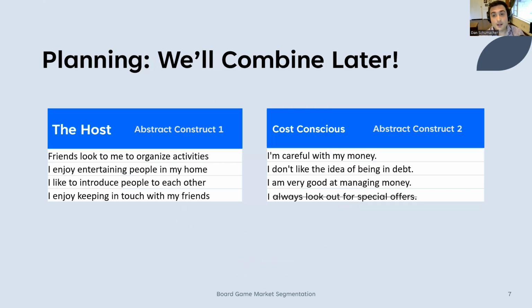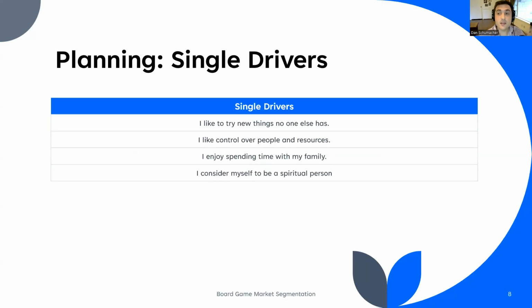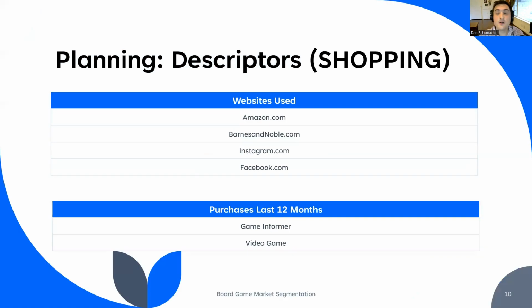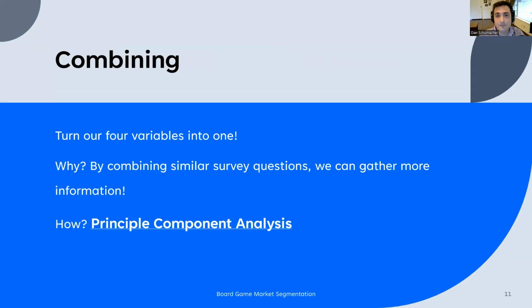Here are our abstract constructs. We'll talk more about these later, but for now, know that one of them is called the host and one of them is called cost conscious. Here are our single drivers. We'll use these again for clustering. You'll see them more as we go on. And here are our descriptor variables. We have some demographics, some attitudinal variables, websites used, and purchases made in the last 12 months.